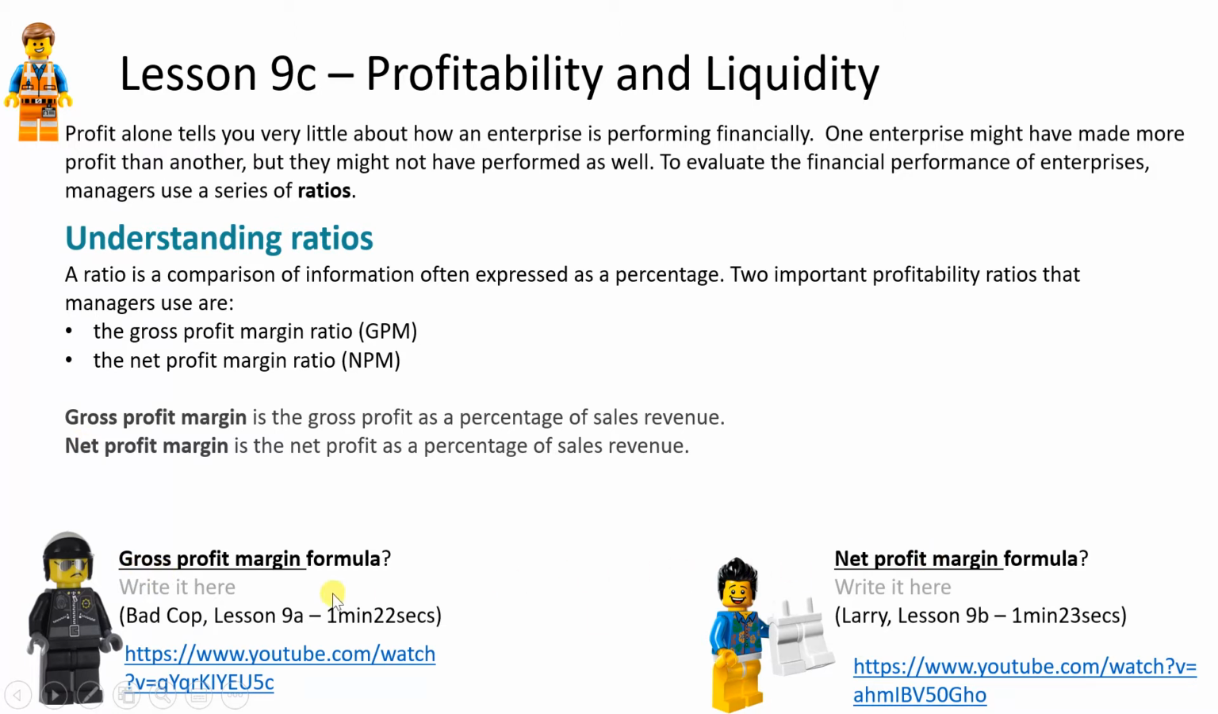In order to work out gross profit margin, you need to remember the formula. I'm not giving it to you, but you've got a hint where to find it. You go back to 9A, find Bad Cop, go 1 minute 22 into the video, and you write the formula there. And to get your net profit margin formula, you go back to 9B, sorry, my mistake, it's 9B. You go back to 9B lesson and you scoot to 1 minute 23 seconds, and you'll hear the net profit margin from Larry, and you write the formula there.